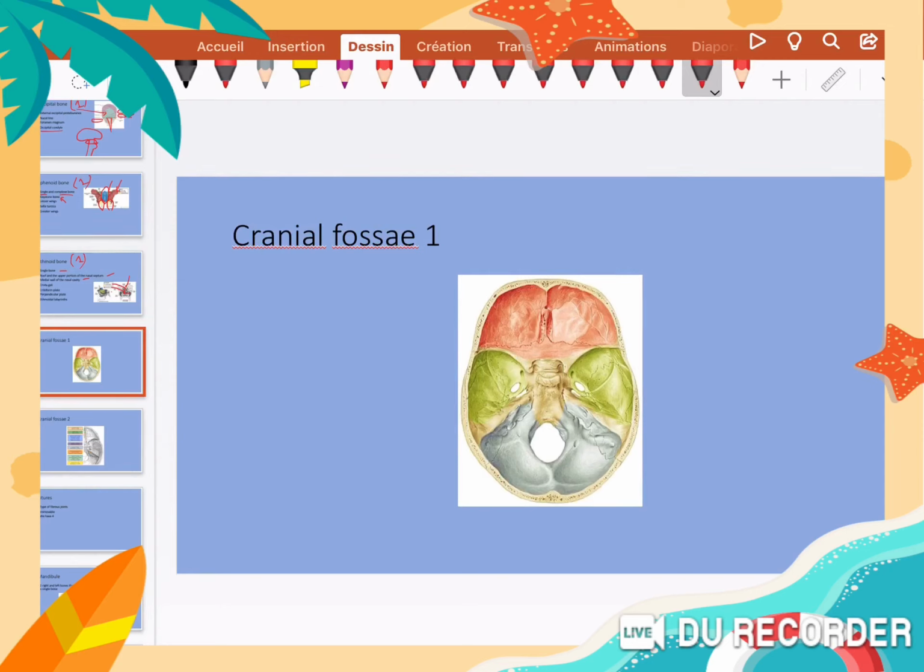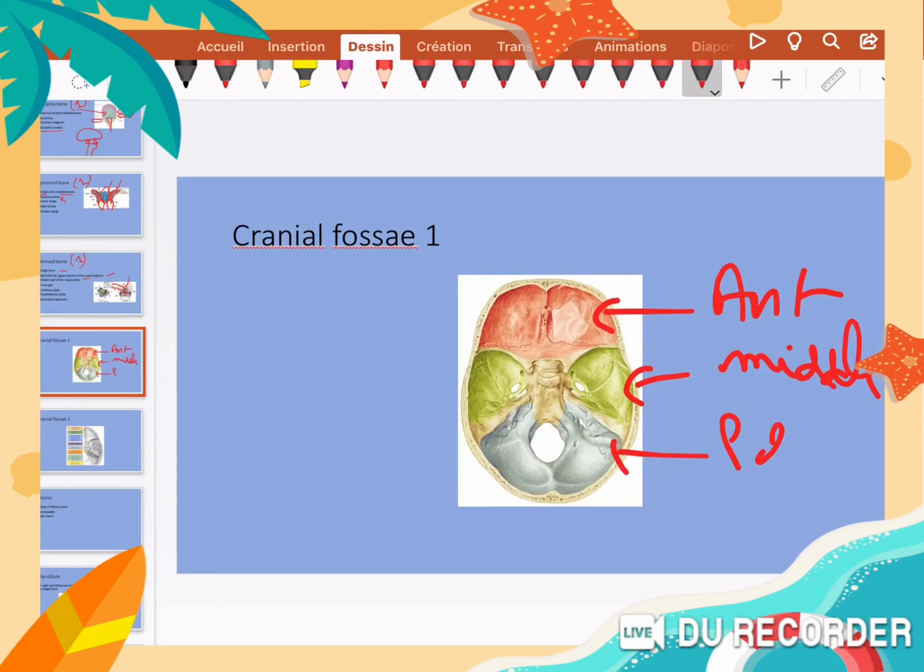Cranial fossae, we have three. We have the anterior cranial fossa, we have the middle, and the posterior cranial fossa. The anterior is bordered anteriorly by the frontal bone, and posteriorly by the posterior portion of the lesser wings of the sphenoid.